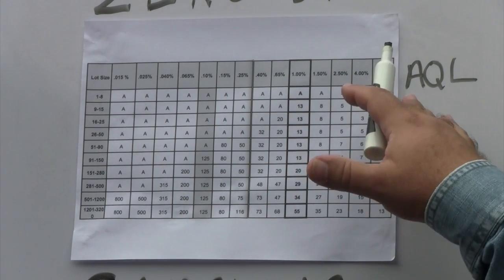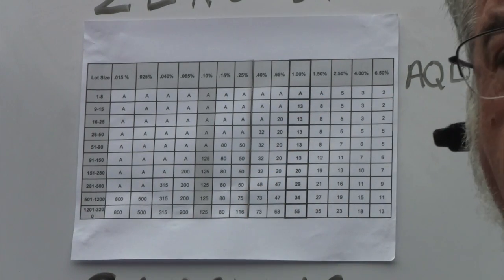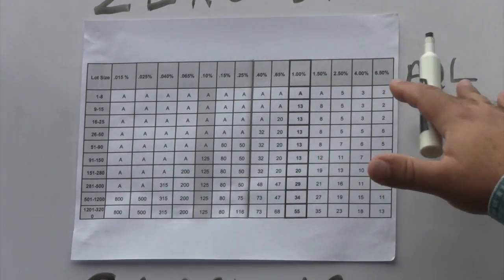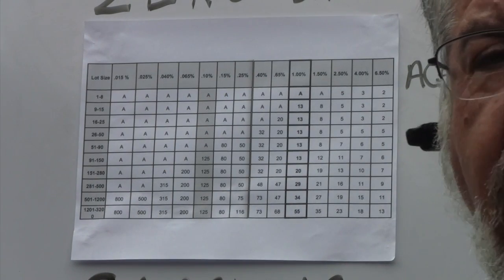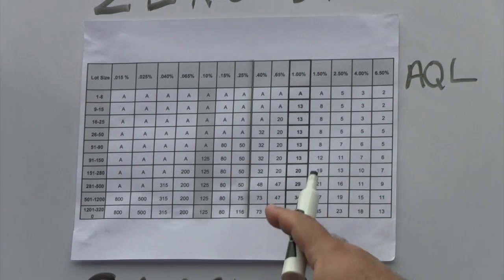It really should be called acceptable non-quality level, but unfortunately in quality assurance and statistics, they use the term AQL. So one of the first things we have to establish is what is the AQL that we're going to use for our sample. Now, I chose 1%.